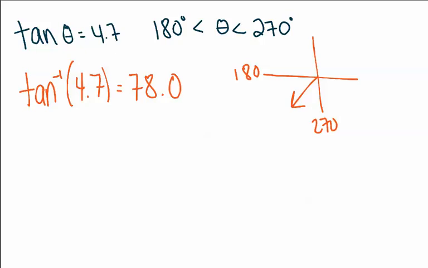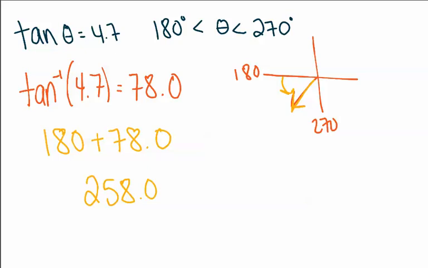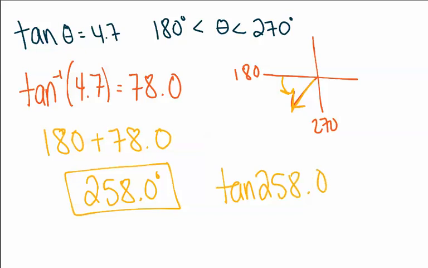So now, since it's in this quadrant 3, we need to find the angle that has a reference angle of 78 degrees. So we need an angle in quadrant 3 that's 78 degrees past 180. The way we're going to do that is by taking 180 plus 78.0. And when we do that, we're going to get that the angle is 258.0. Again, you could totally check yourself by typing into your calculator the tangent of 258.0, and you should get that it's about 4.7. It's going to be super close to that.